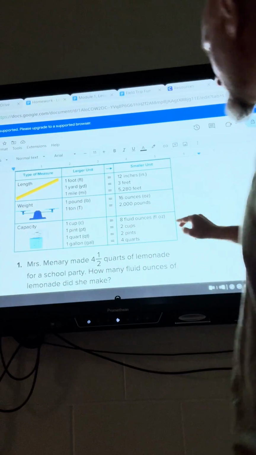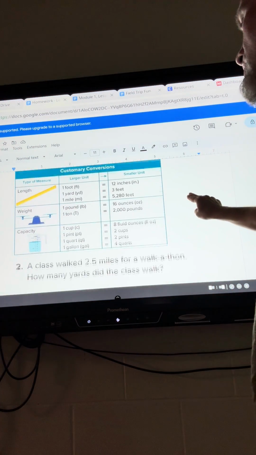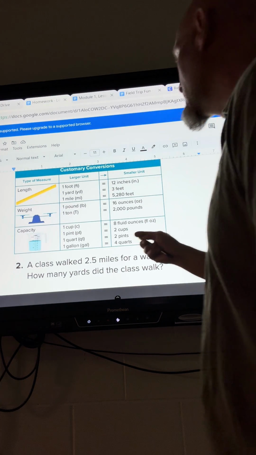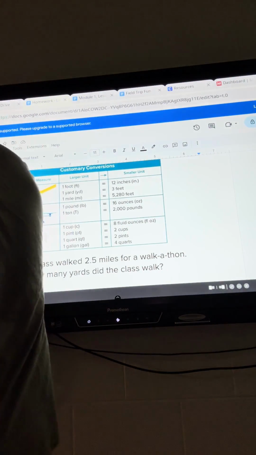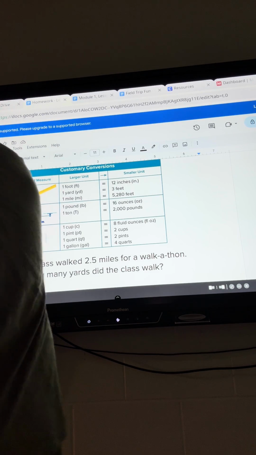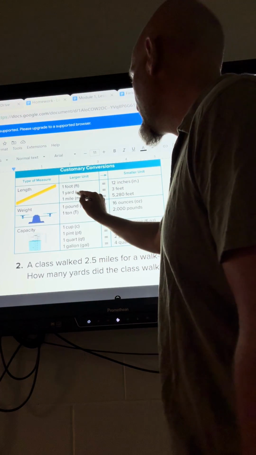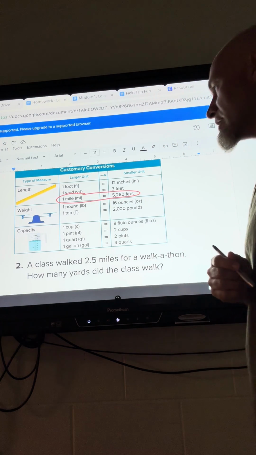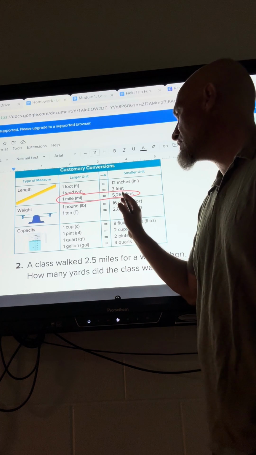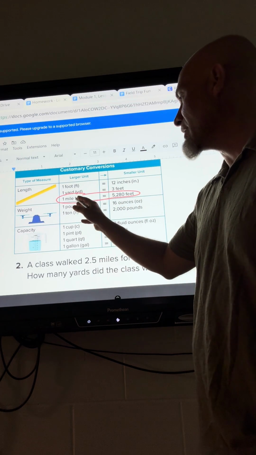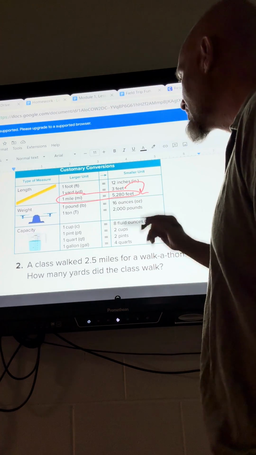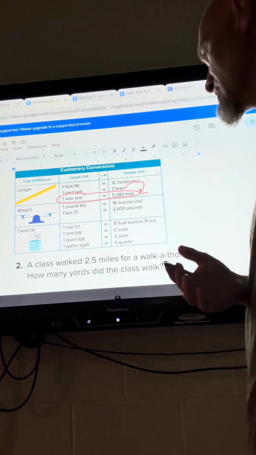Okay, number 2. I'm not going to do all these for you, but I'll try to set them up for you. Number 2, a class walked 2.5 miles for a walkathon. How many yards did the class walk? So again, we're going to focus in on the length or the distance. So 1 mile is equal to 5,280 feet. And we know that there are 3 feet in 1 yard. So what would we have to do to figure out how many yards are in a mile? We would divide 5,280 by 3. That's something you're going to want to be able to do.